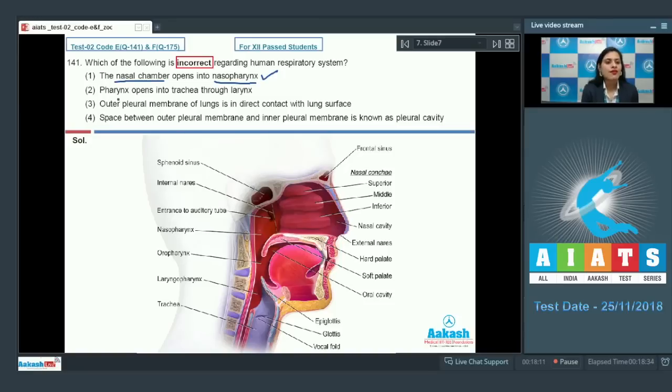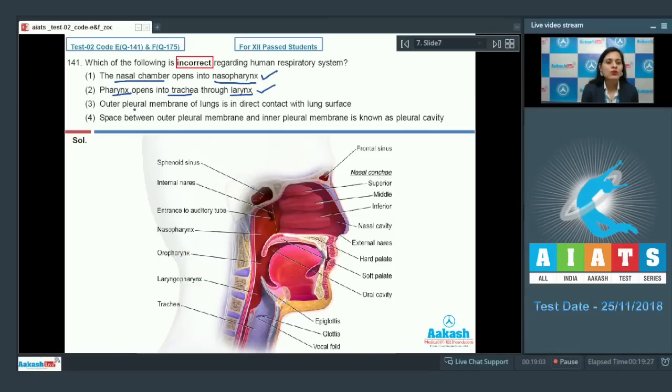The second option is pharynx opens into trachea through larynx, and this is a correct option because as you can see in this diagram, this nasopharynx is followed by oropharynx, which means this part called pharynx is followed by laryngopharynx, and this is followed by trachea. So this pharynx opens into trachea through this laryngopharynx or larynx. So this is a correct option.